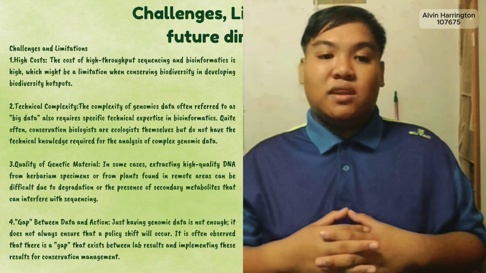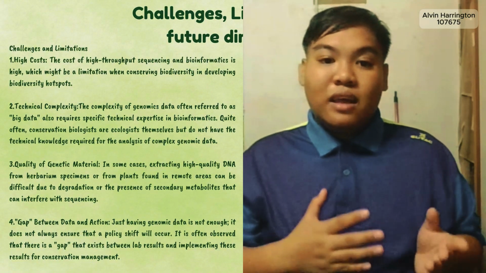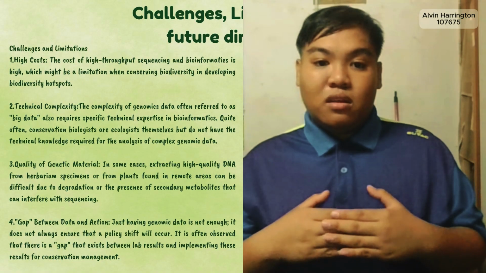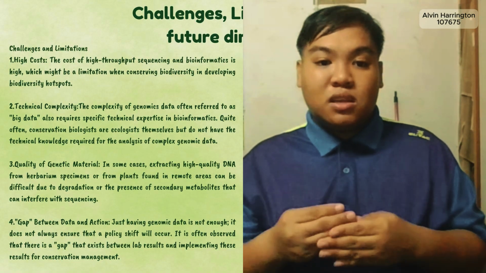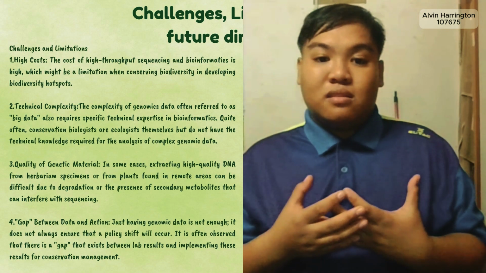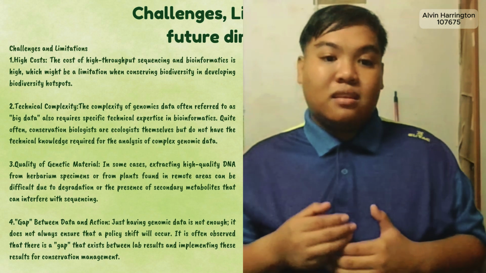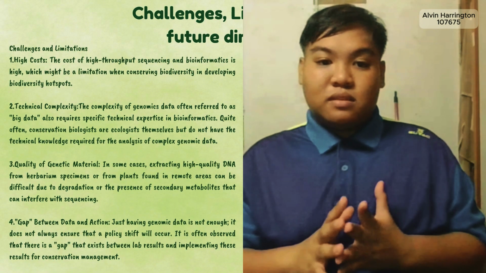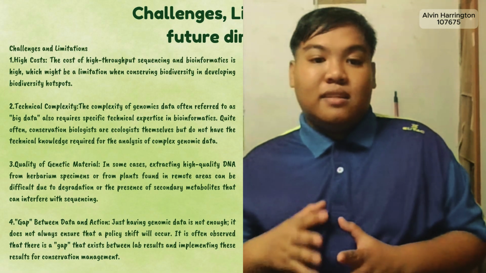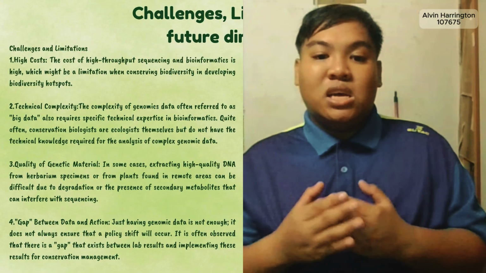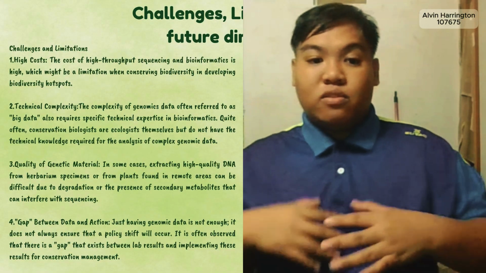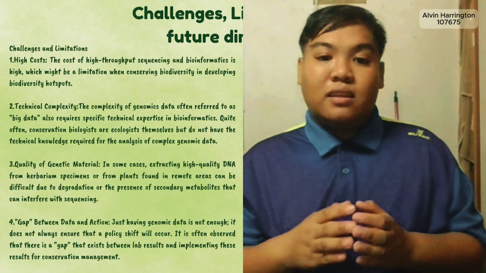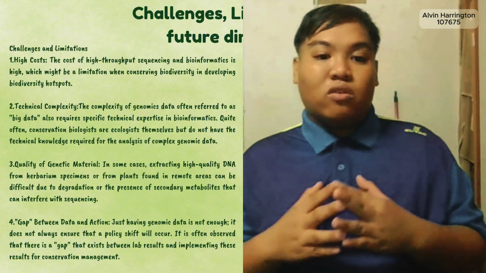The third one is quality of genetic material. In some cases, extracting high-quality DNA from hybrid specimens or from plants found in remote areas can be difficult due to degradation or the presence of secondary metabolites that can interfere with sequencing. And lastly is the gap between data and action. Just having genomic data is not enough. It does not always ensure that a policy shift will occur. It is often observed that there is a gap between existing lab results and implementing these results for conservation management.